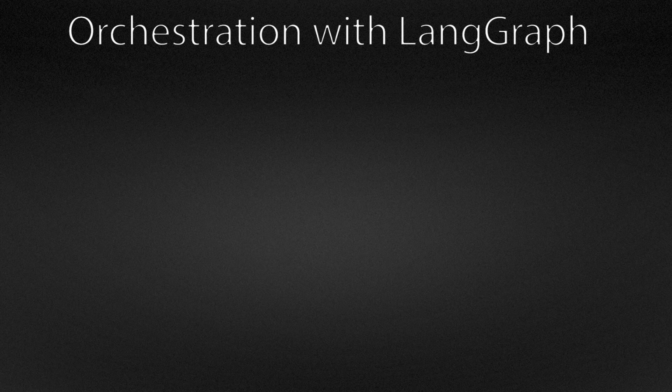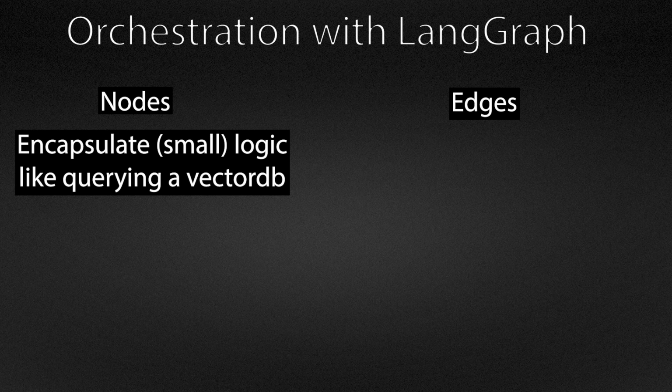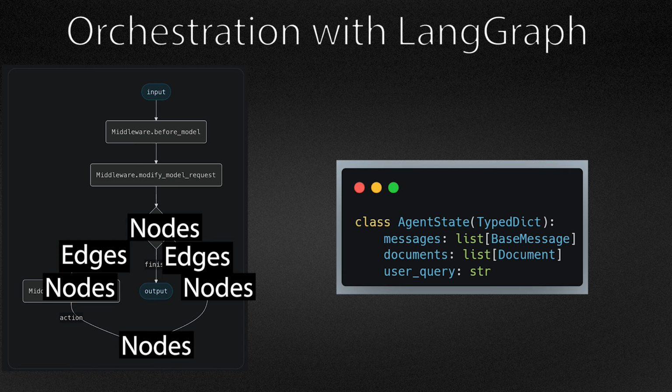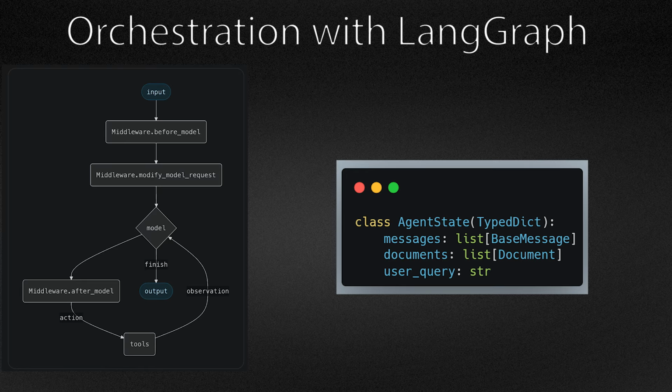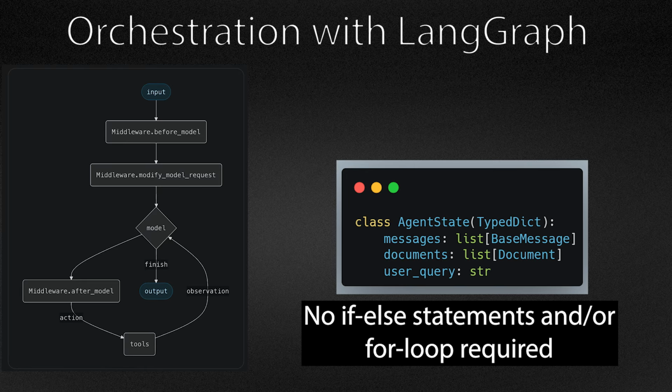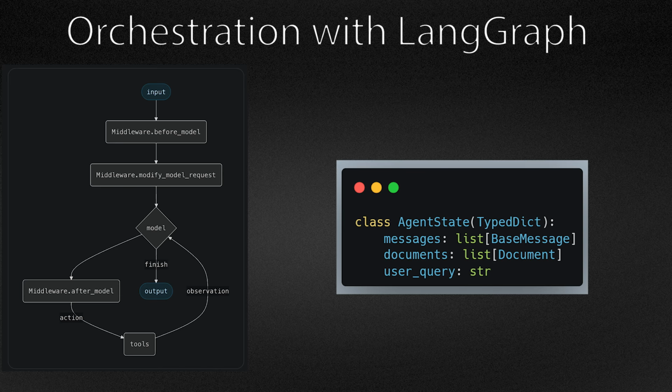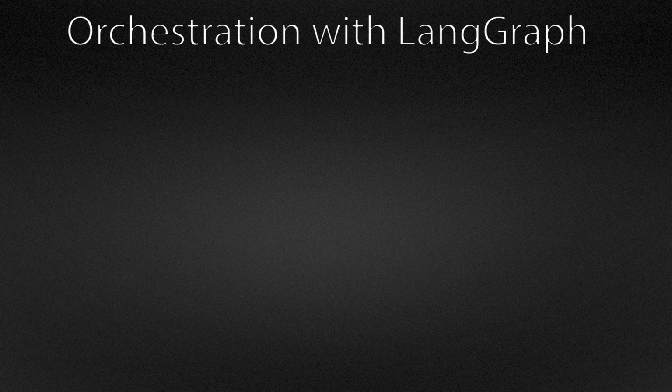The core concepts are nodes and edges. Nodes encapsulate individual steps, such as an LLM call or reading from a vector store. Edges connect the logic between them. A shared state ties everything together. Each node can read from it and write back to it. This allows us to model loops, branches, tool calls and error paths without scattering control logic across the code base. So exactly what we needed for our production systems.